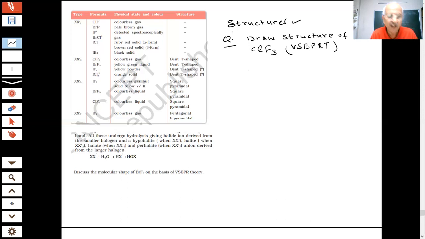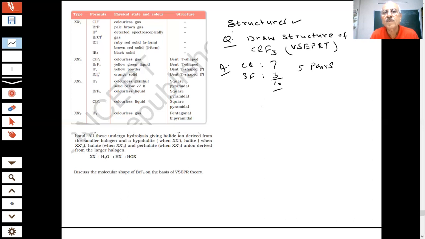The molecular structures were drawn by using the valence shell electron pair repulsion theory in 11th class in chemical bonding. I hope you got an idea. The central atom is Cl, students. How many electrons? Cl has 7, and 3 fluorines are coming, 3 electrons, 10 gone. So when you have 5 pairs of electrons, what will happen? Here you have 5 pairs of electrons. What will be the shape of this, students?